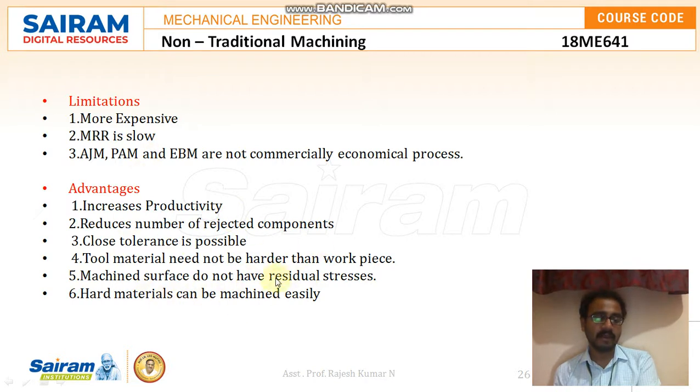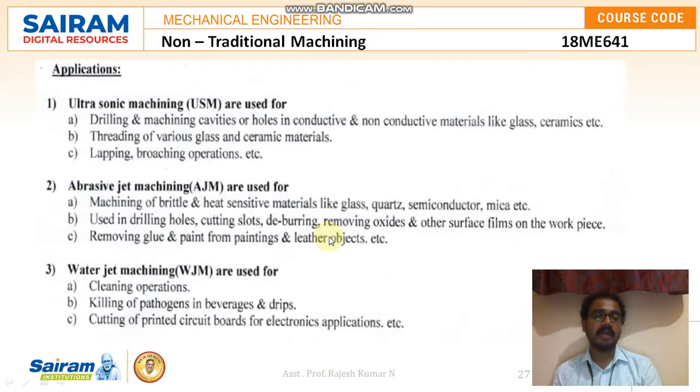Anyway, all the 6 points are important. Along with this, a few more things you can also write down after discussing the different processes. Definitely you will be very much aware of the major advantages of all those things. Moving to the last topic, applications of non-traditional machining processes, we'll be discussing them one by one.